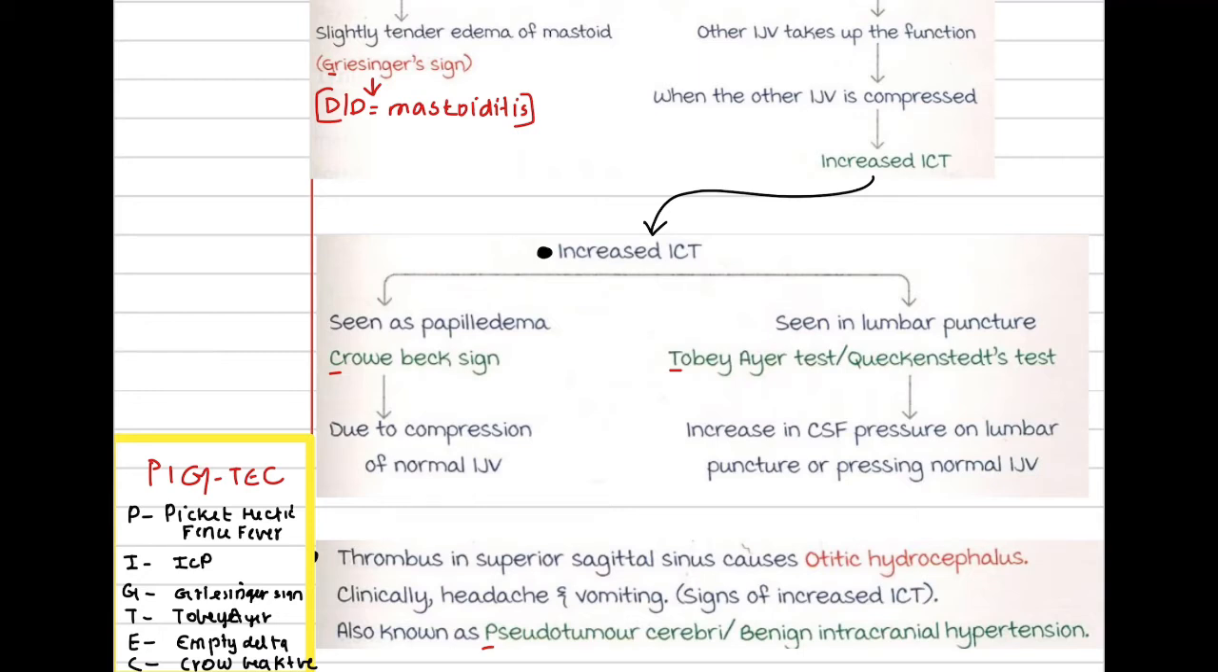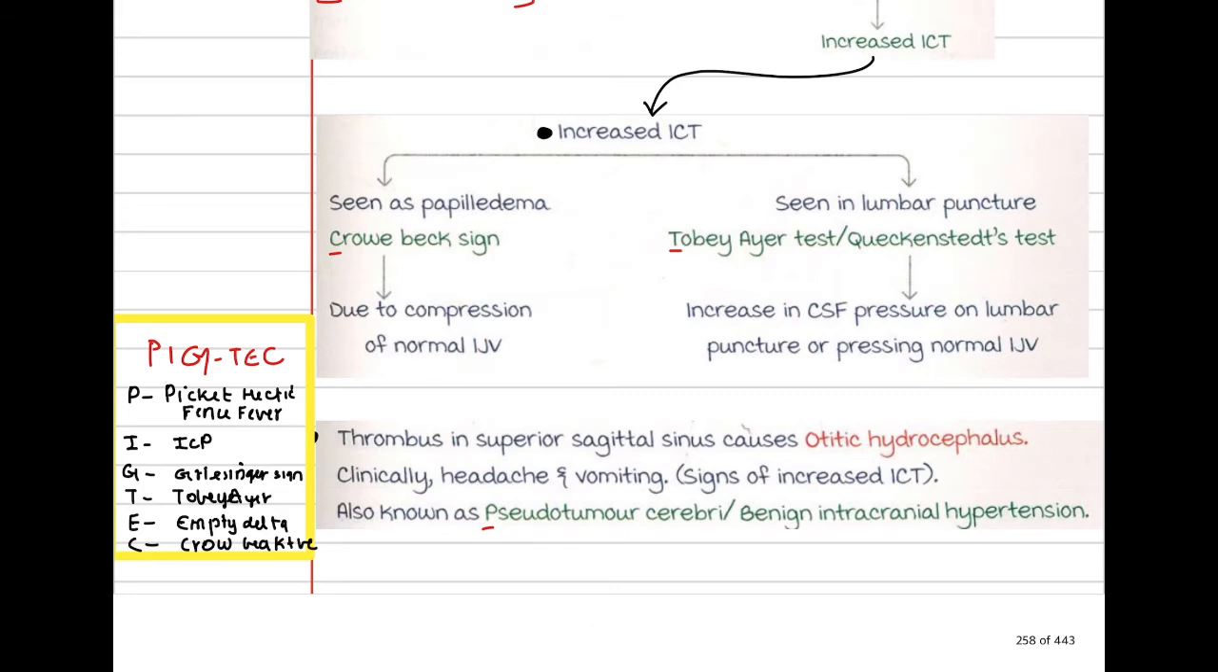Suppose the thrombus is present in the superior sagittal sinus, it causes otitic hydrocephalus. Clinically, you will have headache and vomiting, which is a sign of raised ICT, also known as pseudotumor cerebri or benign intracranial hypertension. So pseudotumor cerebri, Tobey-Ayer test, crow beak sign, everything is an MCQ.